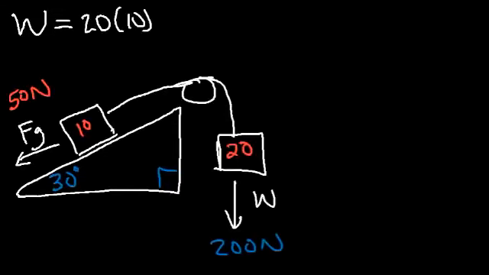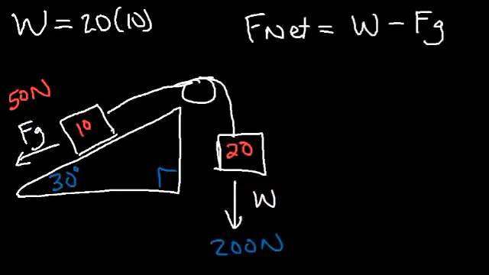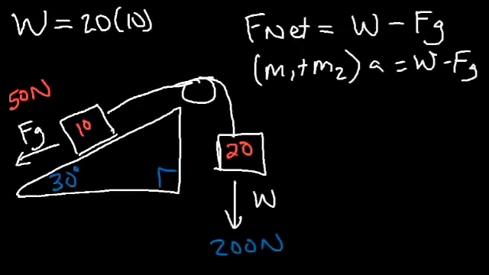So now that we know the direction of motion, we can calculate the acceleration of the system. So let's write an equation for the net force. So the net force is the difference between the weight force, which wants to cause the system to move to the right, minus F of G, which wants the system to move to the left. The net force is going to be ma, but using the total mass. So m1 plus m2 times a is equal to w minus F of G.